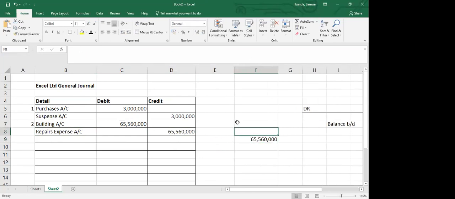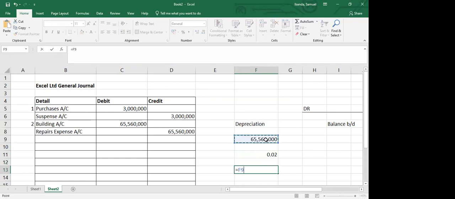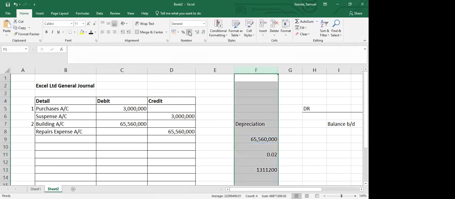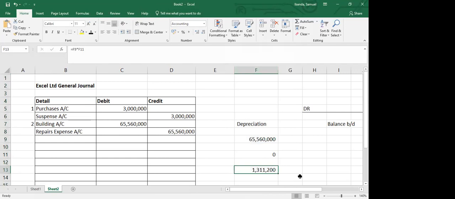Now I want to calculate my depreciation. By what they have given us, this is straight line depreciation, because they're telling us that depreciation is at 2% on cost. If depreciation is on cost, then that is straight line depreciation. So once I do 65 times that, I would come to 1,311,200.